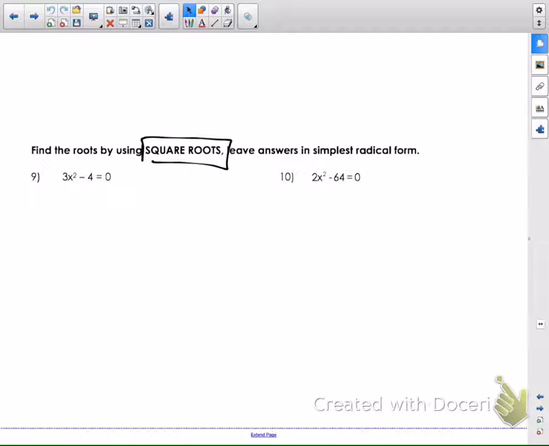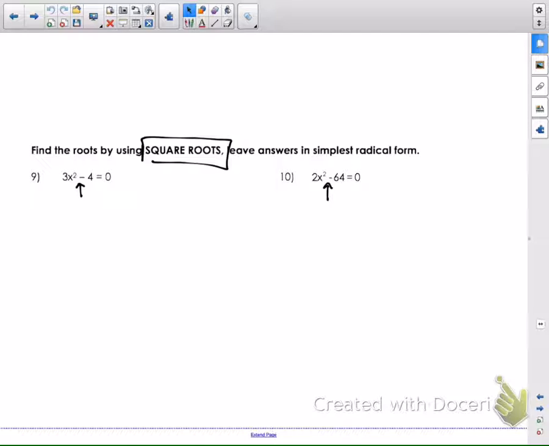You can try to factor. If it doesn't work, you'd use quadratic formula. If you see that it doesn't have a B term, you can try to use square roots. Okay? So notice on 9 and 10, both of them, there is no B term in the middle here. No B term in the middle here. These are the only times you can solve using square roots.